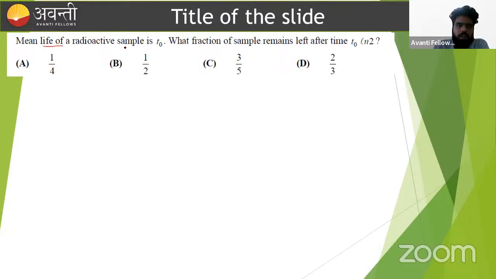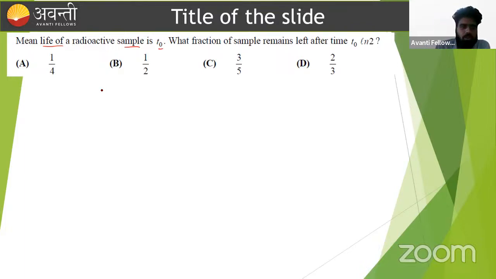Again, this is a formula-based question on a radioactivity sample. The mean life of the radioactive sample is T naught, and we have to find what fraction of the sample remains after the time T naught ln2. In such problems, there is no need to panic, because the data is always set in such a manner that we can easily calculate.